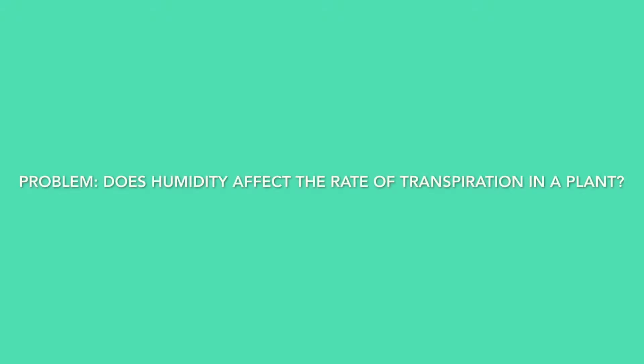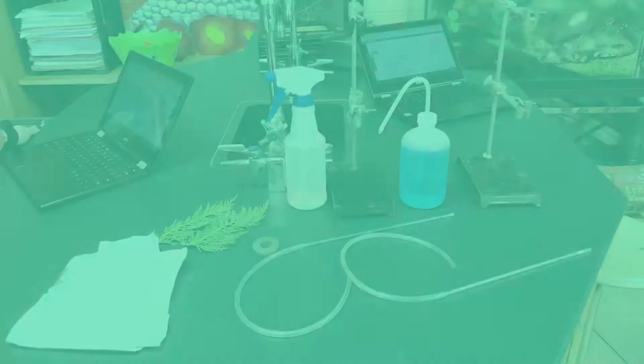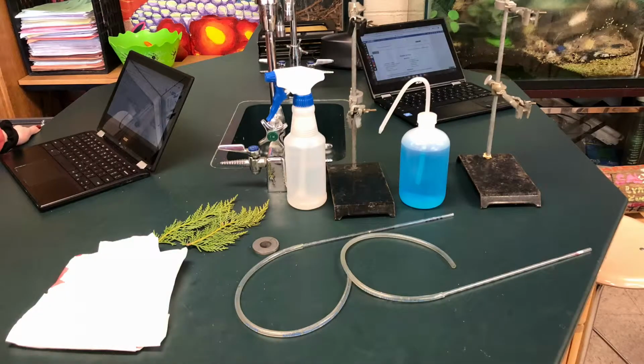The problem in this lab is, does humidity affect the rate of transpiration? In order to test this variable, we will spray a plastic bag with water and place it over the leaf on one of the pedometers. The materials needed in this lab are 2 pipettes, 2 plastic tubes, 2 equal-sized leaves, 2 ring stands, water that has been colored, a plastic bag, and a spray bottle filled with water.